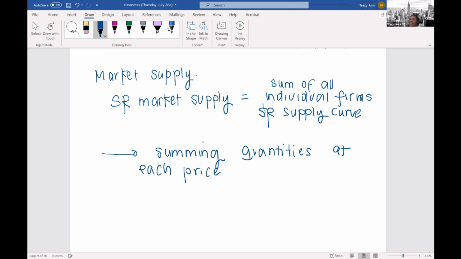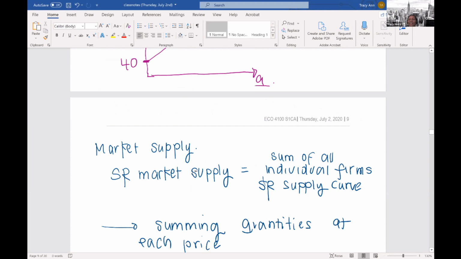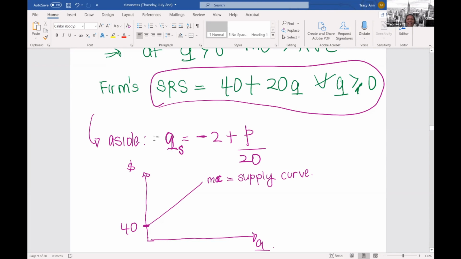So for my example, let me scroll up so that you can see. Notice here, I'm saying that the firm's short-run supply is QS equal to -2 plus P over 20. This is for one firm. And let's say I have N firms. So let's say that there are 100 firms and they're identical firms.